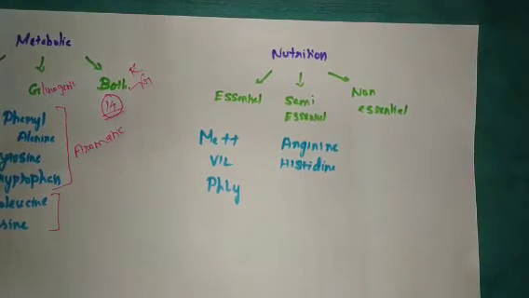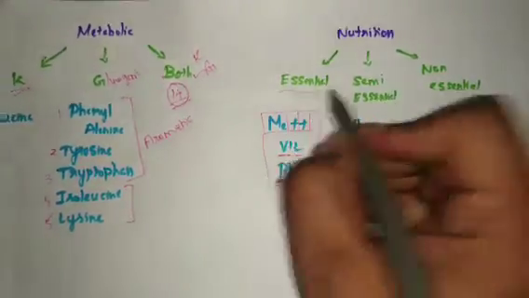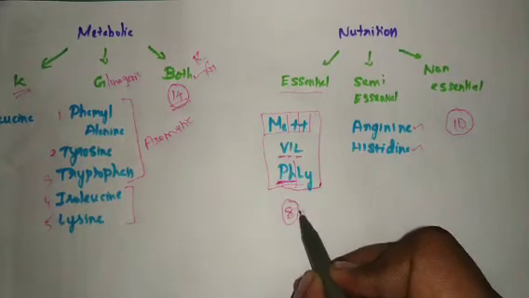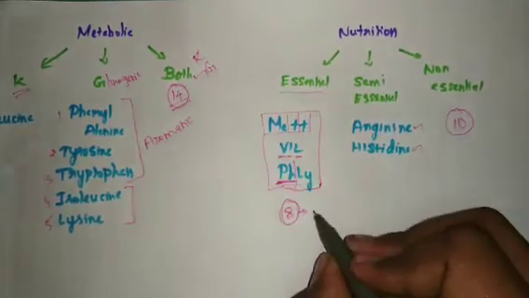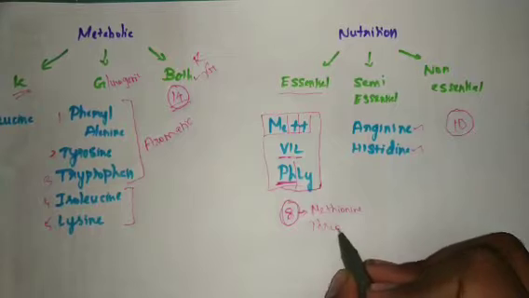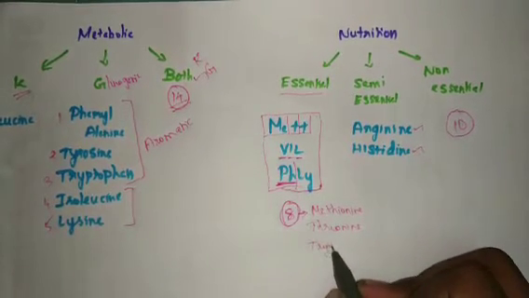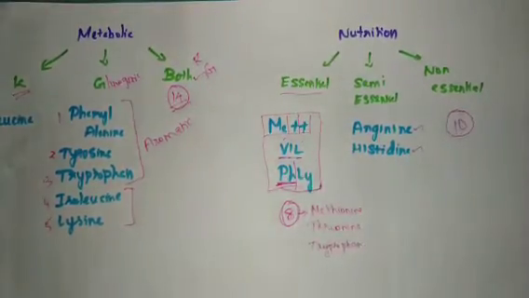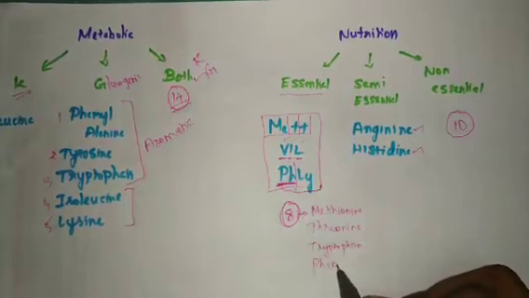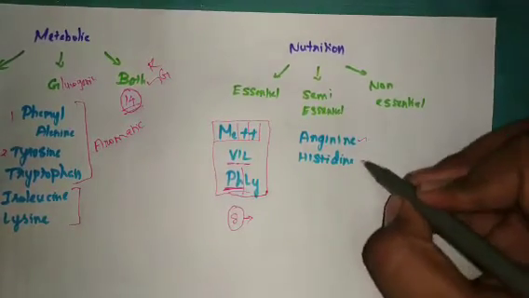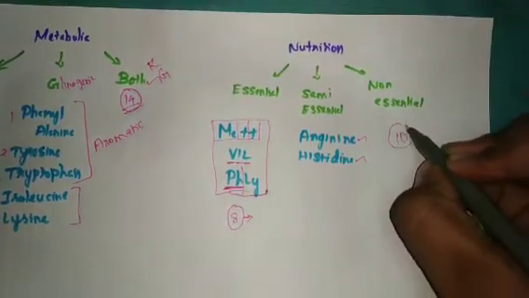The next classification is based on nutritional requirement. Essential amino acids are a frequently asked question in viva. There are 8 of them, and the mnemonic is 'Met will fly'. Me refers to methionine, the first T refers to threonine, the second T refers to tryptophan, and will refers to valine, isoleucine, leucine as always. PH refers to phenylalanine and Ly refers to lysine. Semi-essential amino acids are arginine and histidine. The remaining 10 are non-essential amino acids.